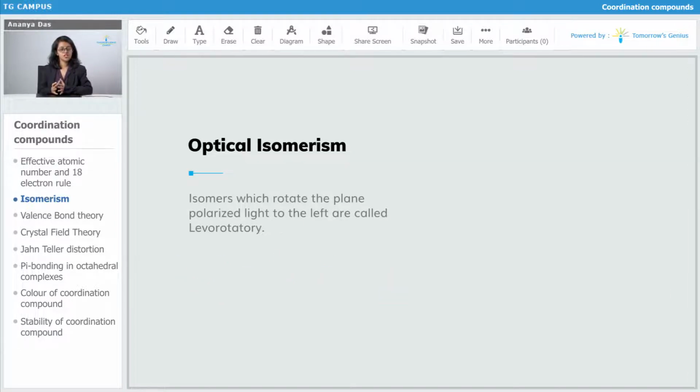Similarly, if you have an isomer and it rotates the plane polarized light towards the left direction, then that enantiomer will be called levorotatory. Like there is a plane polarized light and the enantiomer has rotated it towards the left direction. So it will be known as levorotatory.